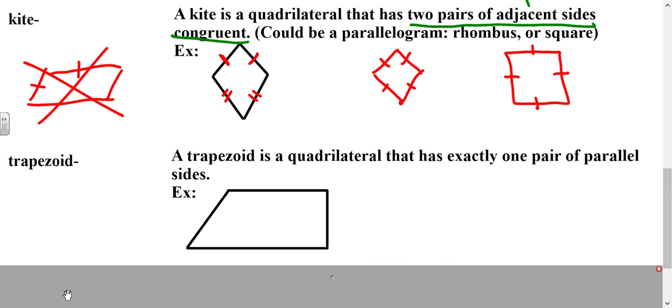All right, trapezoid. A trapezoid is a quadrilateral that has exactly one pair of parallel sides. So only one pair of the sides is parallel, not both. You can only have exactly one pair. So in this trapezoid, this top is parallel to the bottom side, so we're going to draw our arrows on there to show that those are parallel. Now this side over here is not parallel to this side, so it does only have exactly one pair of parallel sides. So that makes it a trapezoid.